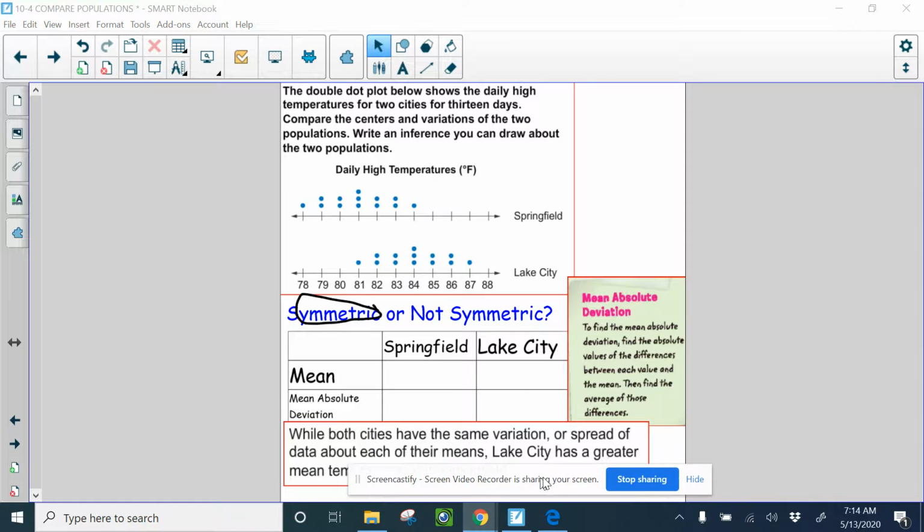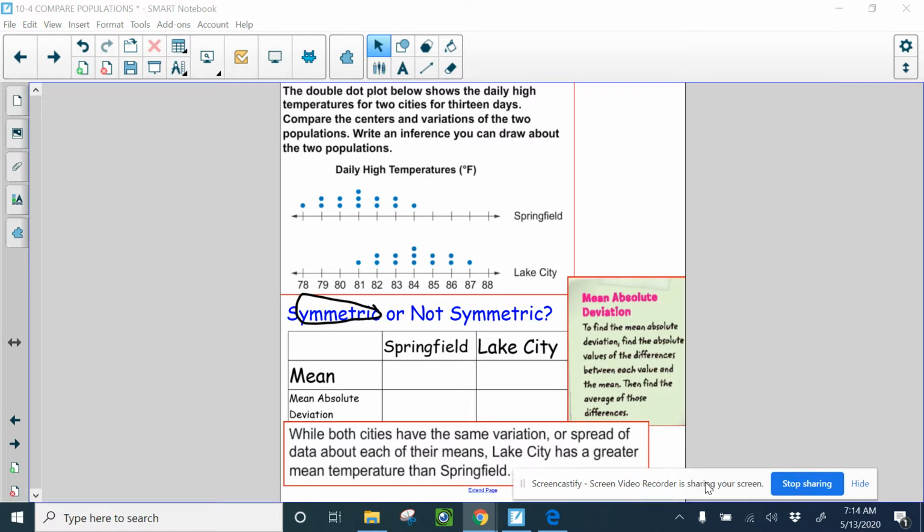However, we can look at these graphs, and even though we haven't calculated the mean or the mean absolute deviation, we can see that they have the same spread, because if you notice, they go 1, 2, 3, 4, 5, 6, 7 apart. So they both have the same spread of data. However, if we did the calculations, Lake City would have the greater average, which I think you could see just by looking at the graph.